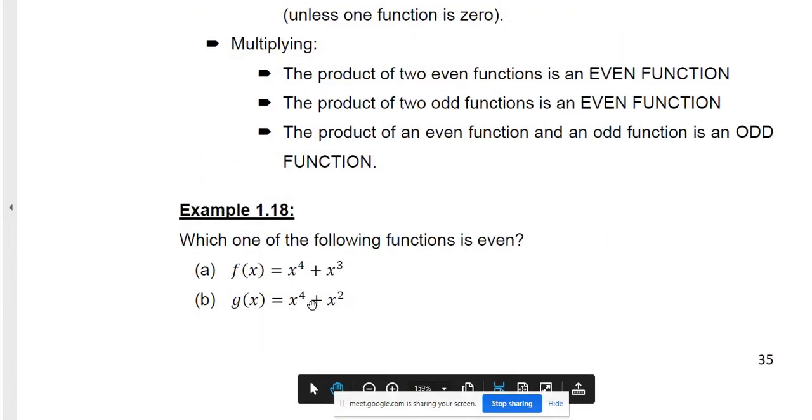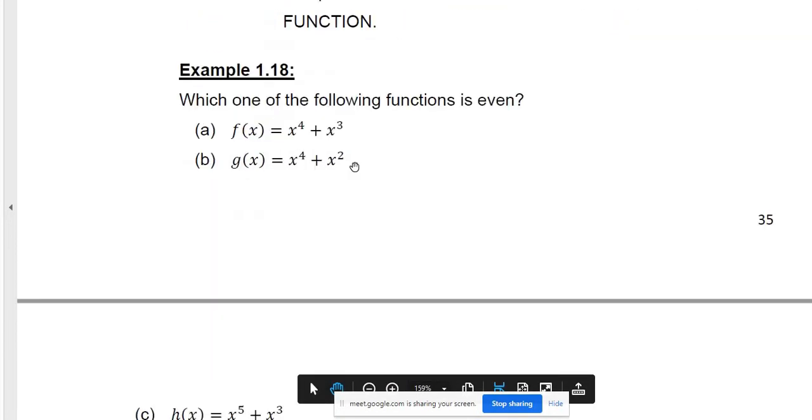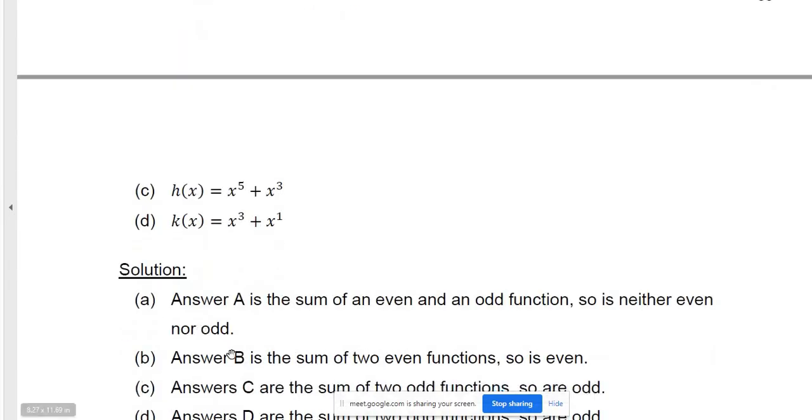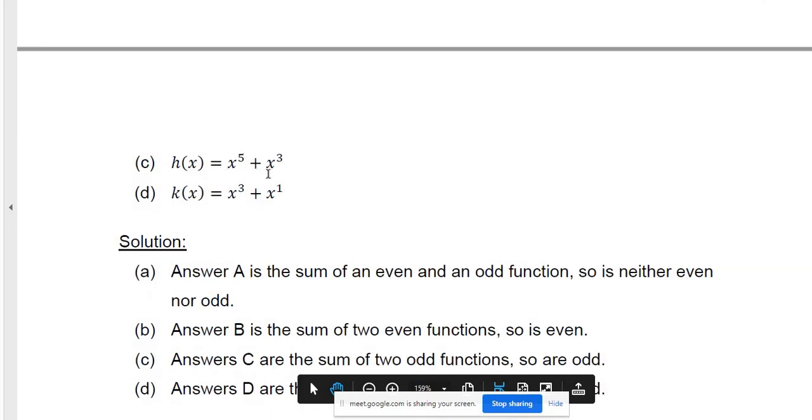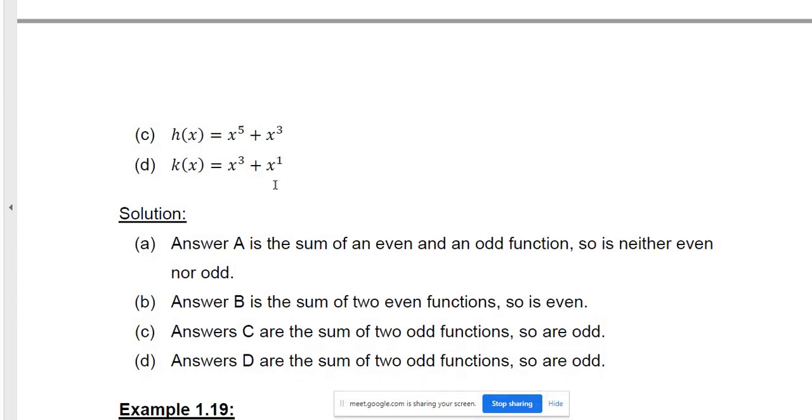Then this one, even and even. 4 and 2 is even and even. So B is the sum of two even functions, so it's even. C, x power of 5 and x power of 3, both are odd. So the sum of two odd functions is an odd function. And this one, x power of 3 and x power of 1, so this is also odd. So the sum of odd functions is an odd function.